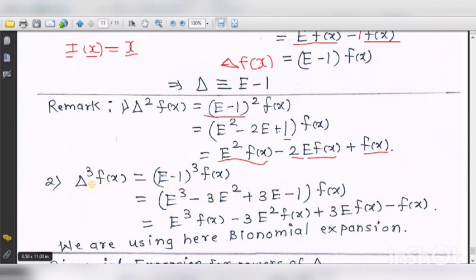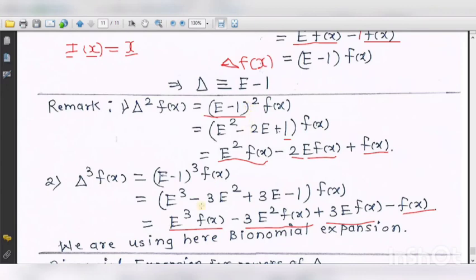Next, delta cube f(x) is (E minus 1) cube f(x). For this expansion, it is (a+b) cube or (a minus b) cube. As per this expansion, you can see E cube minus 3E square plus 3E minus 1 operated on f(x). Split it: E cube on f(x), then minus 3E square on f(x), then plus 3E on f(x), and minus f(x) itself.